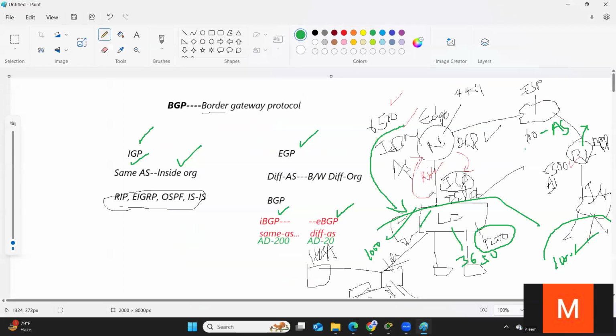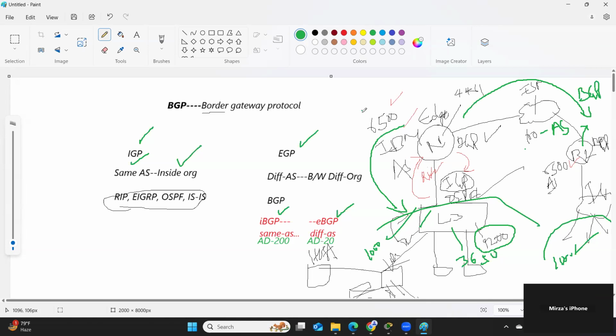So we will redistribute the IGP into EGP. Even if we redistribute the prefixes, this R2 branch router will believe it is getting the prefix over the internet, not from an IGP protocol. That is also a BGP prefix. So that is the reason we will redistribute our entire LAN prefixes into EGP.